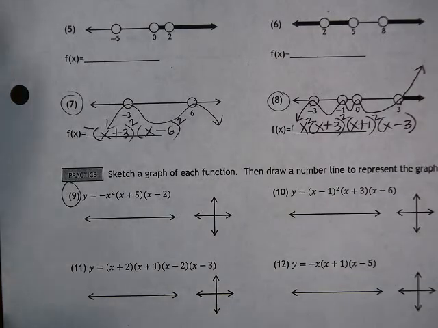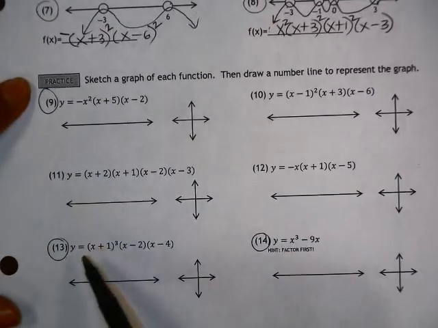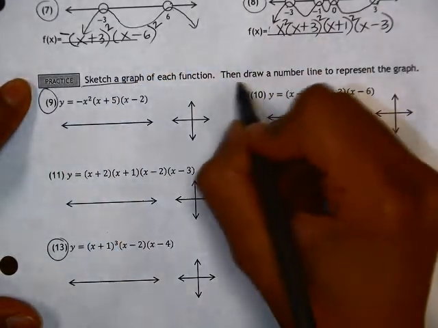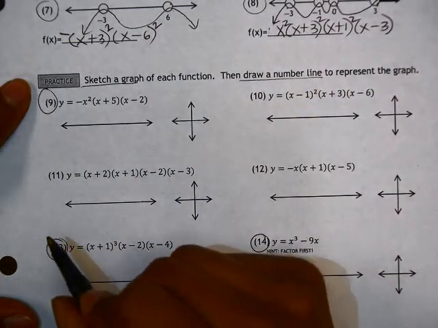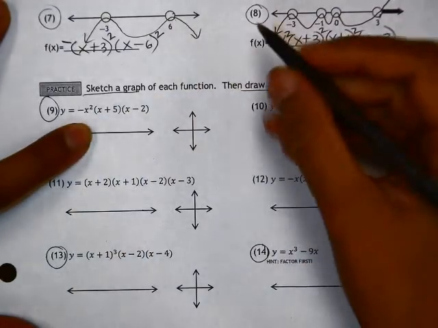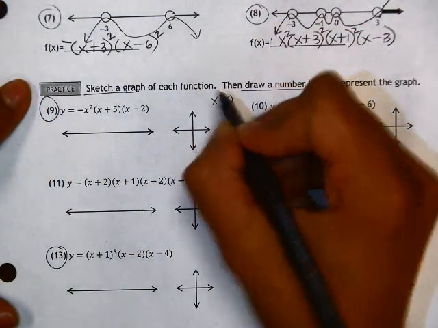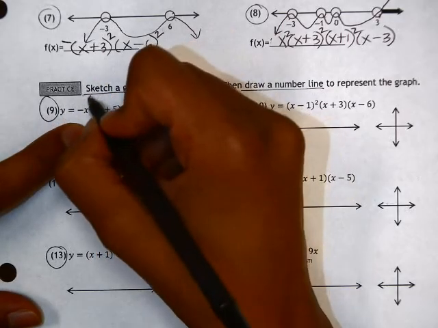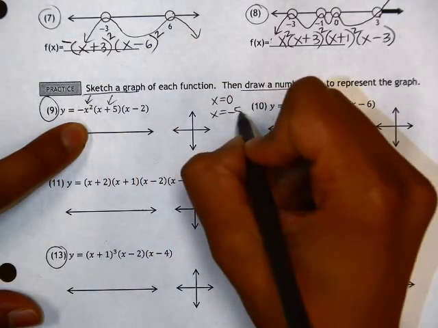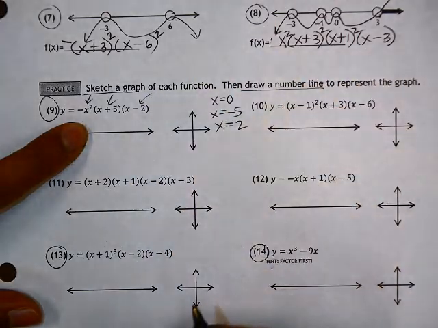This is worksheet 10.3, graphing polynomials, and we're looking at this section, and I'm going to do 9, 13, and 14. We're going to sketch a graph of the function, and we're also going to draw a number line to represent the graph. So in our polynomial here, let's first decide where the roots are. We have a root at 0 because of the x squared equal to 0. When x plus 5 is 0, that gives us a root at negative 5. And when x minus 2 equals 0, we have a root at 2.